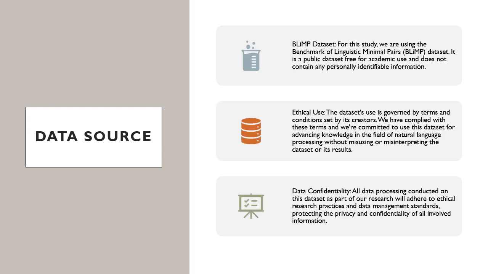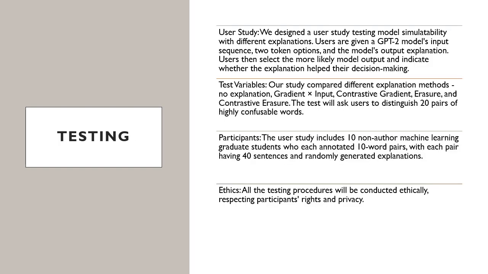For this study, we used the benchmark of linguistic minimal pairs, also called the BLiMP dataset. The dataset's use is governed by terms and conditions set by its creators. We've complied with these terms and conditions, and we're committed to using these datasets for advancing knowledge in the field of NLP without misusing or misinterpreting the data or its results. All data processing conducted on this dataset as part of our research will adhere to ethical research practices and data management standards, protecting the privacy and confidentiality of all involved information.